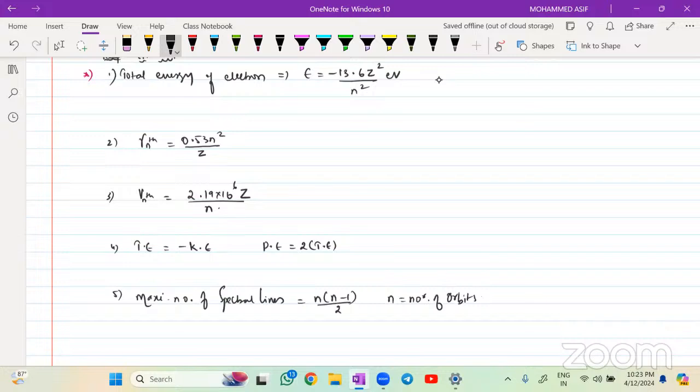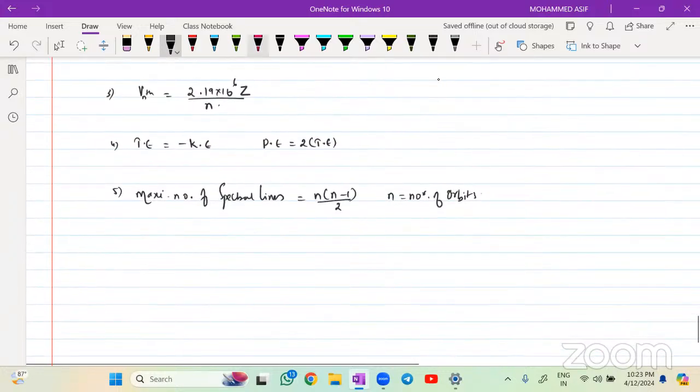Number of your orbits. Done. इसका आंसर बोलिए जल्दी से.